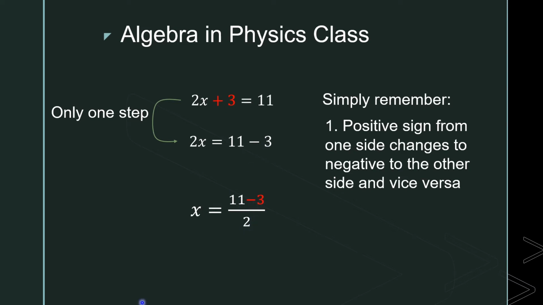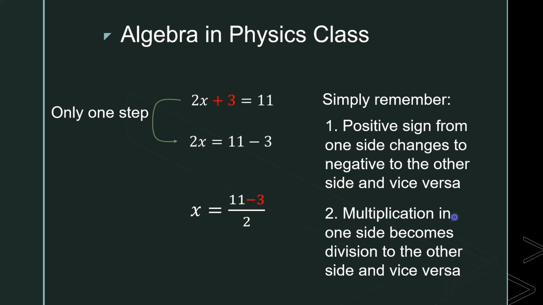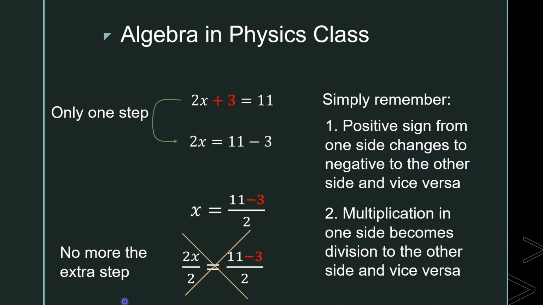So what's the second thing you want to remember? Multiplication in one side becomes division to the other side and vice versa. So we do not want to write something like this. So no more this kind of extra step. Simply go from here to here in one step, and from here to here another step, and you have the solution.